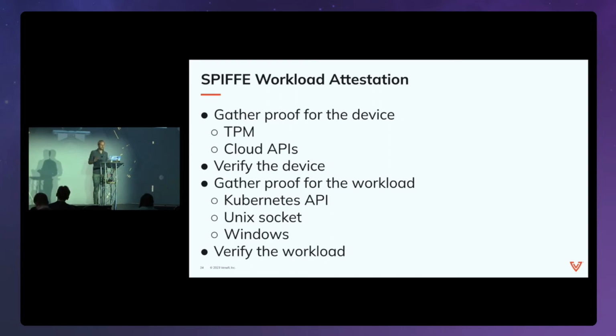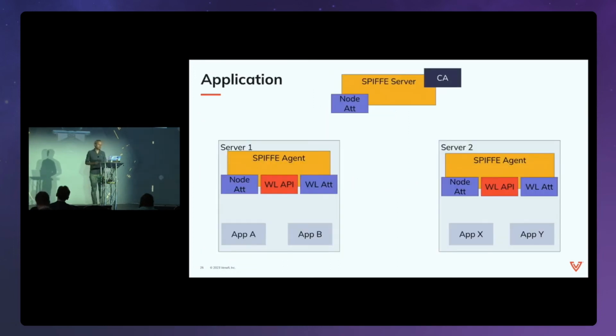This might all be a bit hard to grasp, but hopefully the next example will give a better understanding. So again, we have upped our architecture a bit, and now we have added a SPIFFE server, which is also in control of our CA and runs the node attestation. We have also added, next to our SPIFFE agent, the workload attestation and the node attestation.